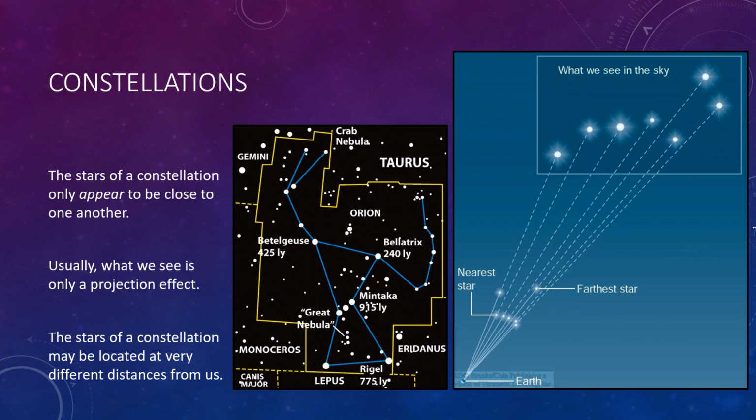Although Bellatrix and Mintaka appear to be close to each other, Mintaka is actually more than 600 light years further away from us than Bellatrix. The two stars only appear to be close because they are in nearly the same direction as seen from Earth. Thus, most often, the stars that form a constellation have no actual relationship to one another whatsoever.